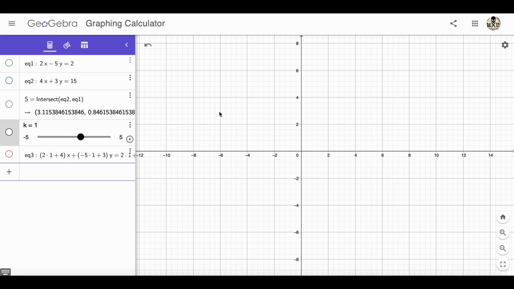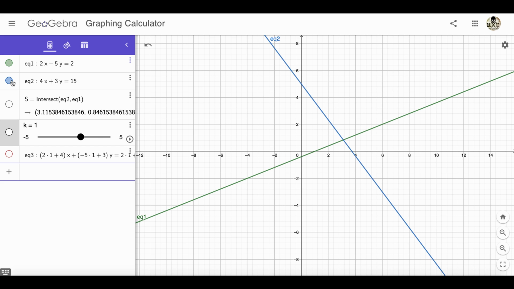So I've got a system of equations here. As you look over here, you can see I've got two equations in here, and if we turn these suckers on, now you can see the two equations in the plane. And they've also got an intersection here, which I've called S for solution.